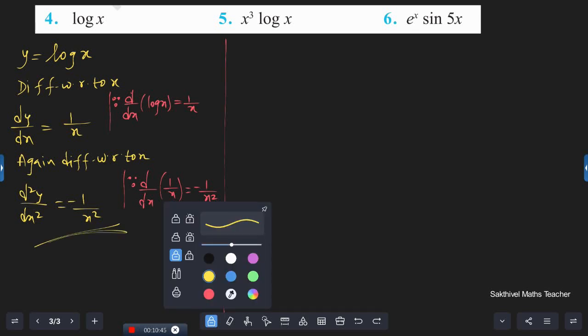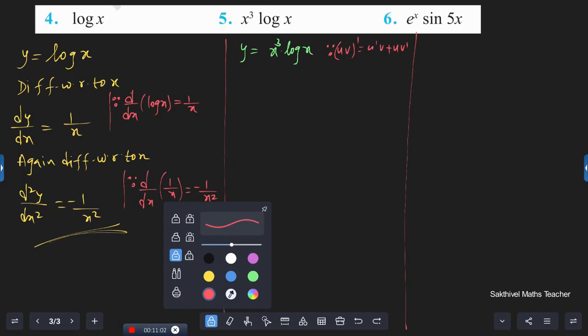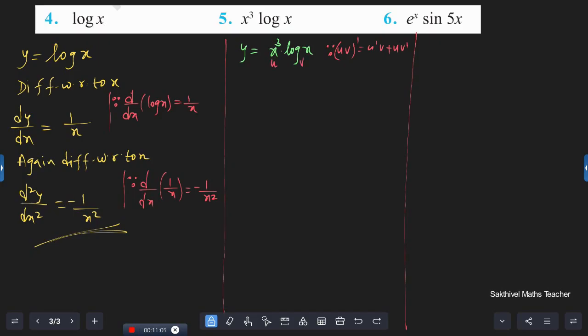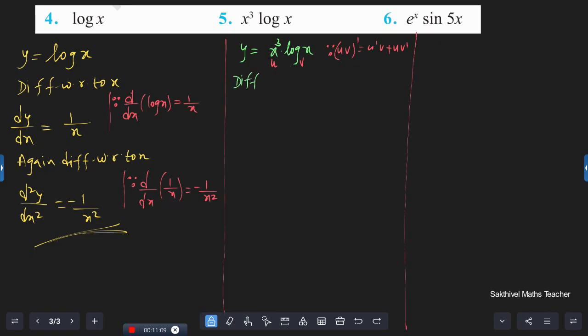And question number 5: take y as x cube into log x. Here you should use the uv derivative formula. The derivative of uv is u dash v plus u v dash. Here I'm taking x cube as u and log x as v. Differentiate with respect to x on both sides. When I differentiate y, dy divided by dx is equal to first u dash, then v.